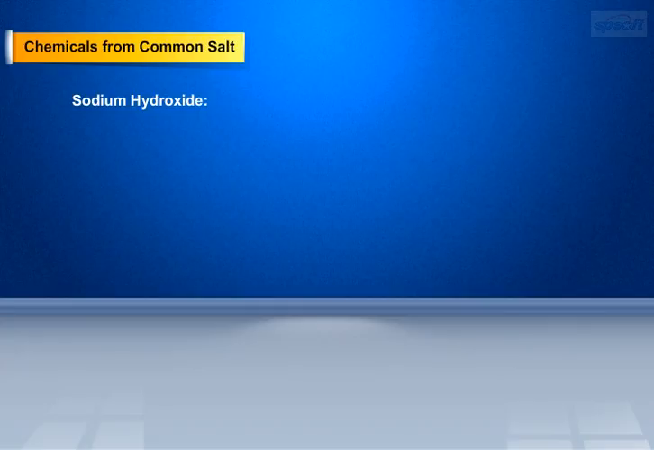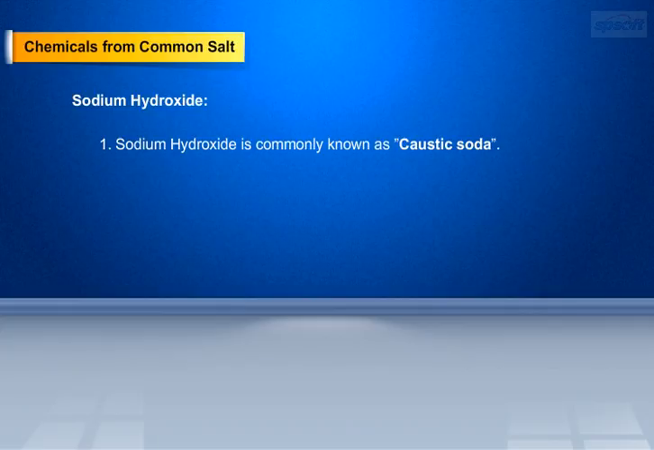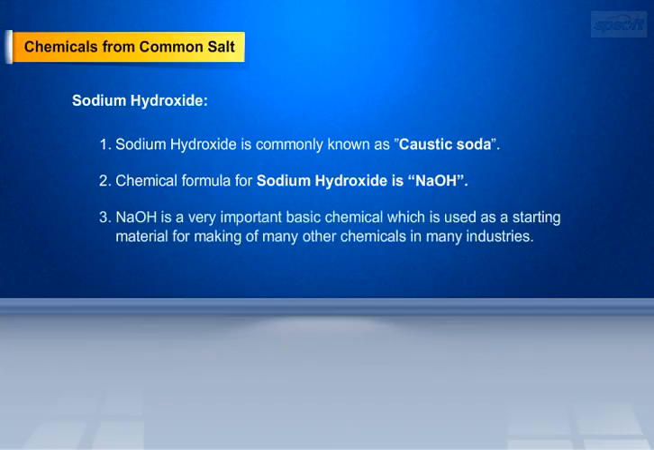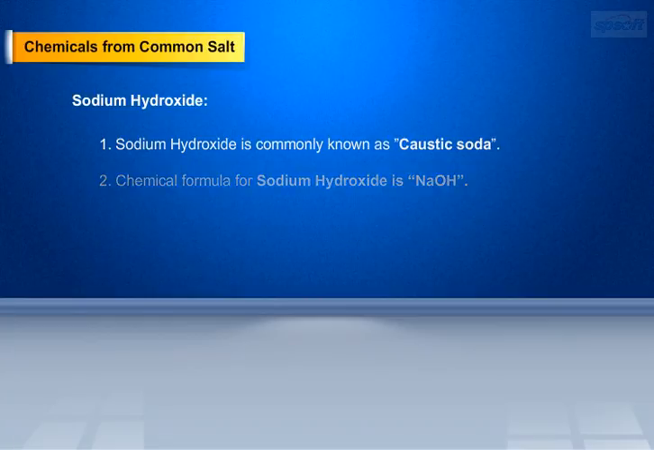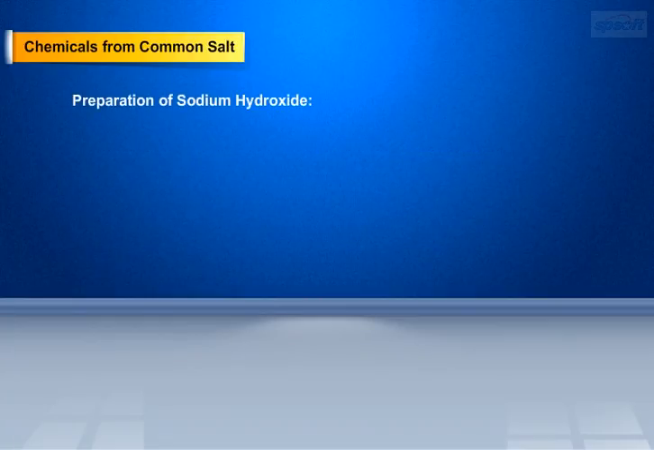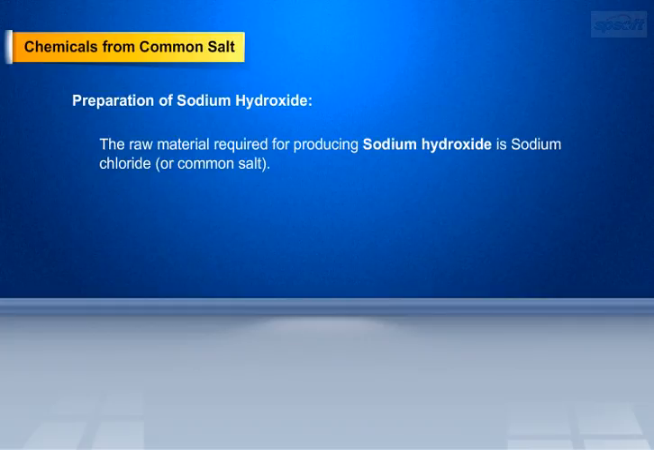First, sodium hydroxide. Sodium hydroxide is commonly known as caustic soda. The chemical formula for sodium hydroxide is NaOH. NaOH is a very important basic chemical, which is used as a starting material for making many other chemicals in many industries. Let's see the preparation of sodium hydroxide. The raw material required for producing sodium hydroxide is sodium chloride, or common salt.